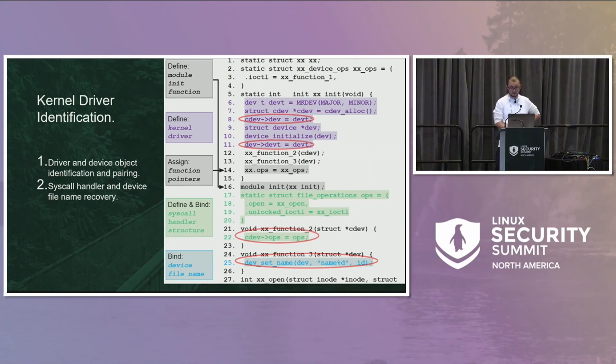Now we can track both driver and device objects by type, as Jason mentioned. We can simply inspect their relation to critical fields at the time when the objects are registered to recover what we need. Syscall handlers are stored in the file operations structures, which are assigned to the driver object, and the device file name is stored in the device object.